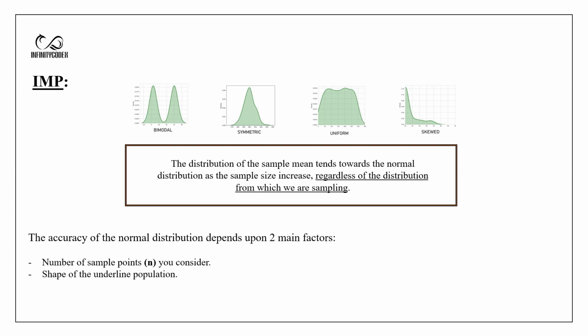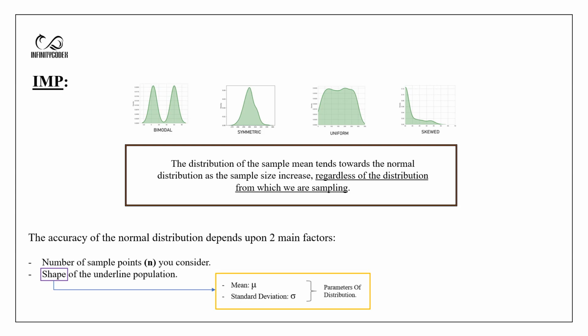As we all know, the accuracy of the normal distribution depends upon two main factors. First, the number of sample points you consider, and second, the shape of the underlying population. Now what is that shape? Shape consists of the parameters of the distribution, that is mu and sigma. To calculate the central limit theorem, we have a formula where xi should not compulsorily be a Gaussian distribution, in brackets mu minus variance divided by n.